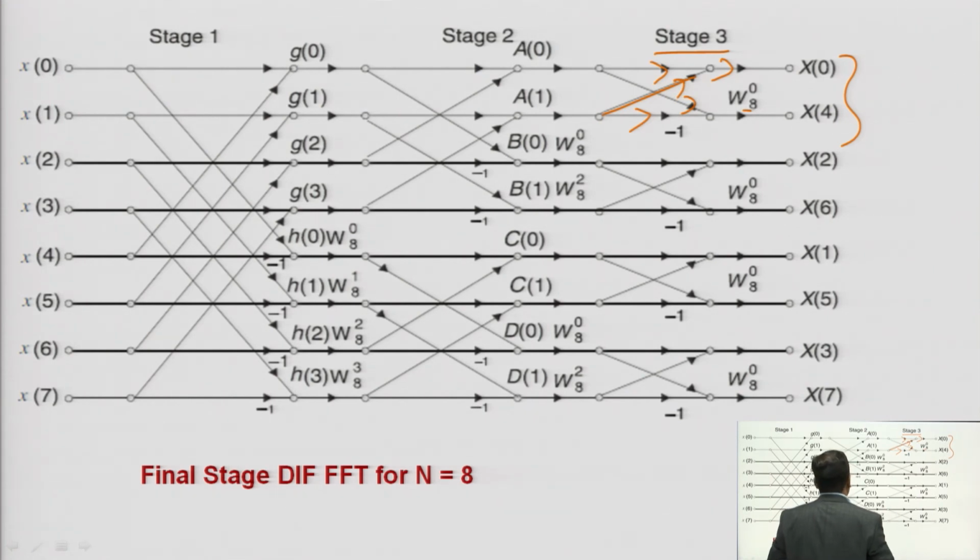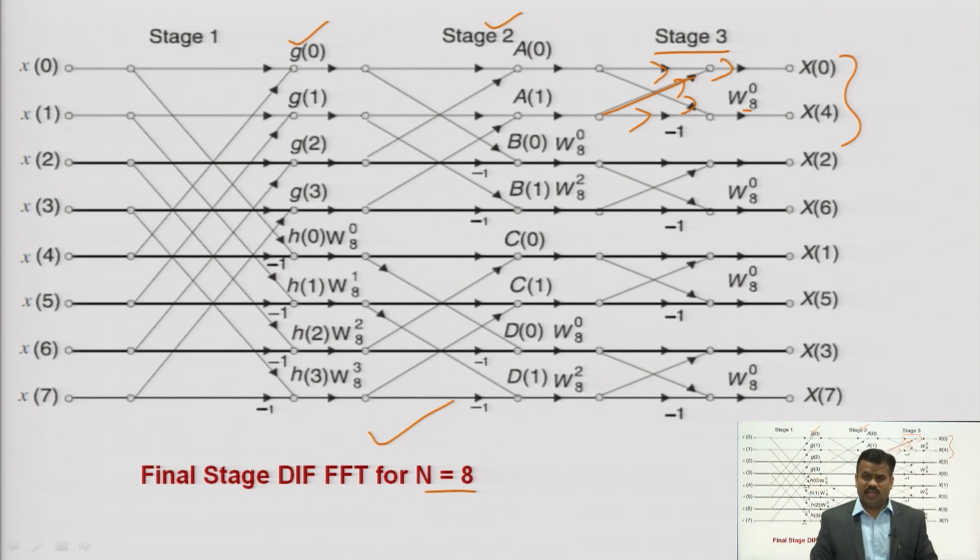Okay. And this was your second stage of decimation that I explained in my previous PPTs, and this was your first stage of decimation. And this is for n is equal to 8. So, this will be your final flow graph for DIFFT algorithm for n is equal to 8. You can take easily here. Now, these are the stages that you can take. Now, I hope it is clear to everybody how you design your DIFFT algorithm.